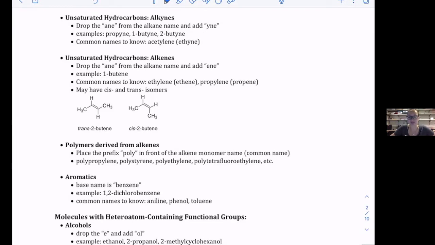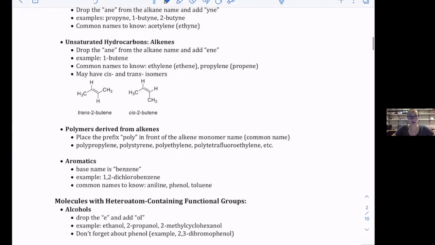Unsaturated hydrocarbons, so alkenes now. Instead of -ane, now we're going to -ene. Common names to know are ethylene and propylene. However, I think everywhere we see it right now is going to be ethene and propene. And then they could also have cis-trans isomers. So making sure that you name the cis-trans isomers if necessary is important.